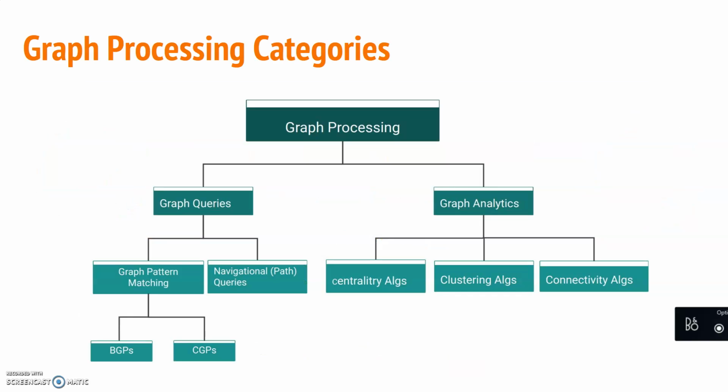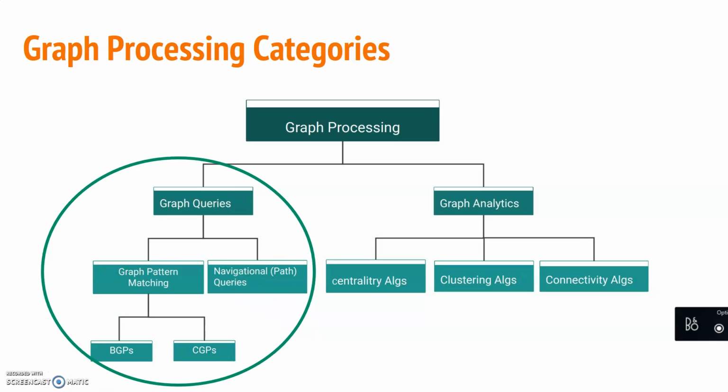As you might know, we have two main categories of graph processing, graph queries and graph analytics. The graph queries can be with pattern matching or in the form of path or navigational queries, while the graph analytics are the algorithms that we can apply or compute over these graphs. In this paper, we are interested in the graph querying category.